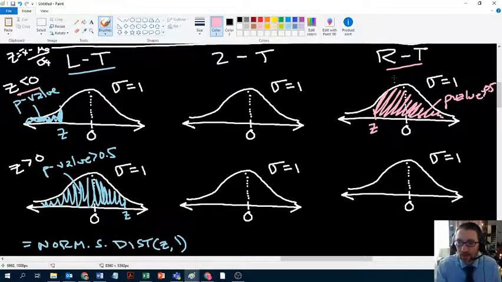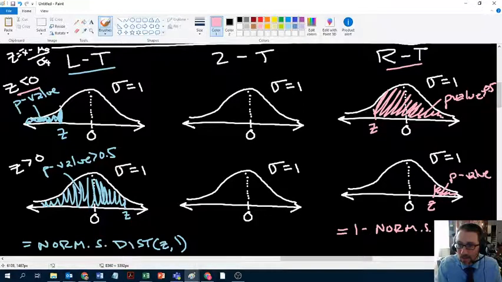And then similarly, if you have a right tail test, but you've got a positive z, and your z is over here, then your p-value is going to be the tail. And that's going to be less than 0.5. In this case, norm.s.dist gives you the left tail, right? That's what it kicks out. And so this is going to be 1 minus norm.s.dist of your z value, comma 1. And that's how you would calculate the right tail.